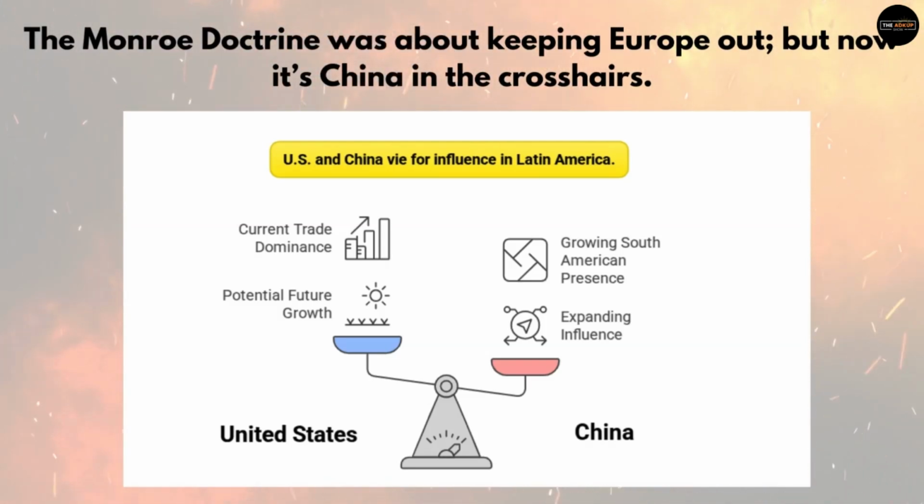Trade-wise, the US still runs the show with $916 billion. But China is closing fast, especially in South America. LAC is in the middle, juggling two giants. China's $489 billion and climbing. The US could hit $1 trillion by 2030 if nearshoring pops off.